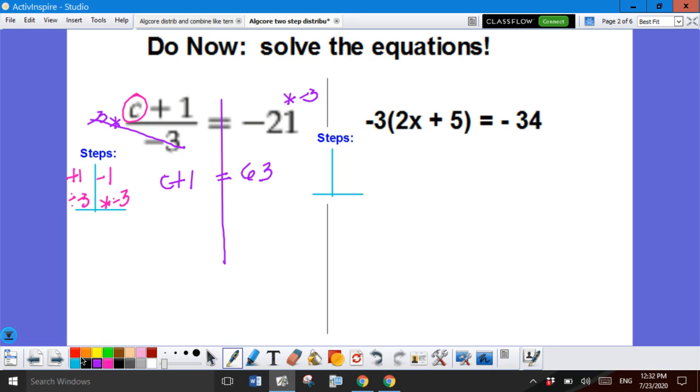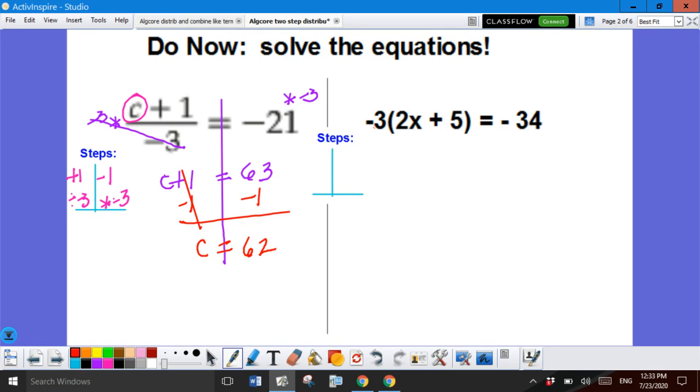If you haven't already opened your Desmos Scientific Calculator, make sure that that's open so you can be doing some math at the same time. Or if you just have a calculator next to you, that's fine too. Okay, next step, -1. -1, -1. Cross it out. C is equal to 62. All right, if you got 62, give yourself a high five.